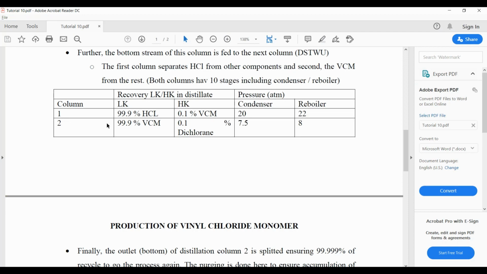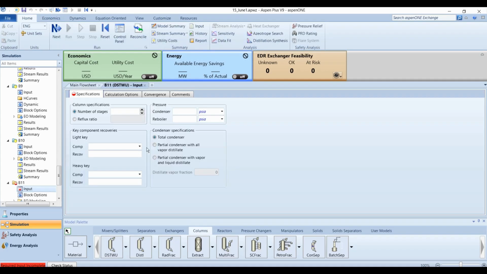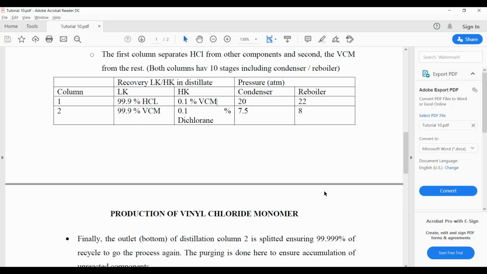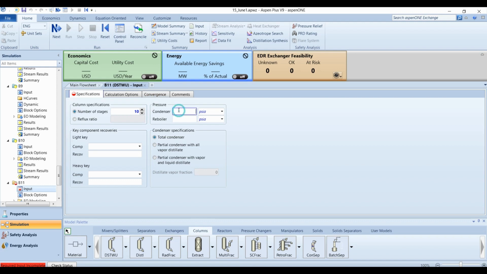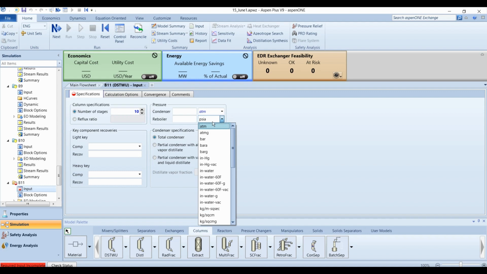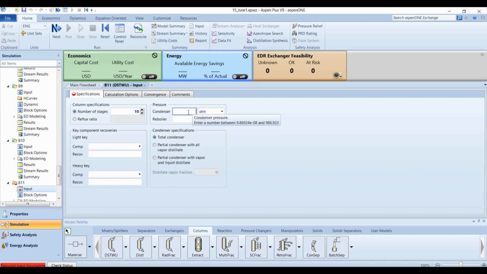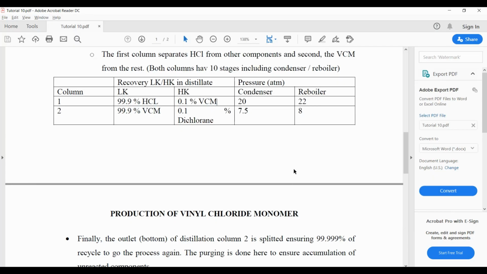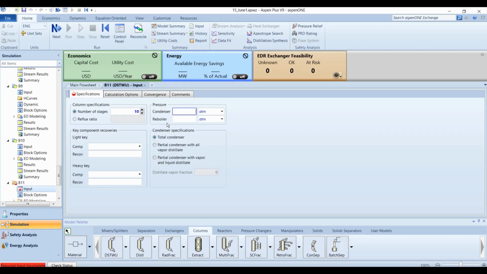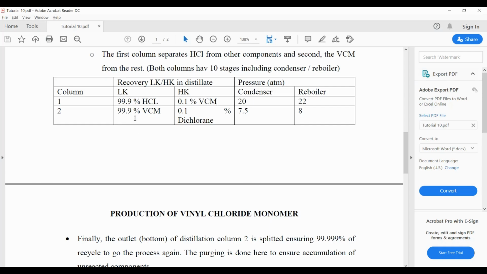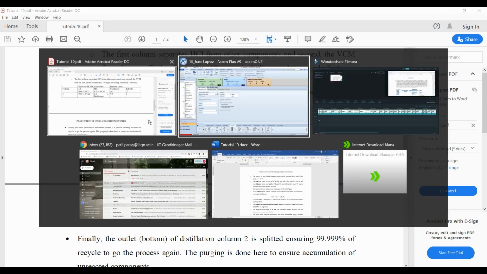Now again I will click on next. Pressures, temperatures and purities are given. So the number of theoretical stages is 10. The condenser pressure is 7.5 atmosphere. So better you first select these units, because understand that the pressure in the condenser should always be less than or equal to the pressure in the reboiler. So the condenser pressure is 7.5 atmosphere, and the reboiler is 8 atmosphere, and the recoveries are given, VCM is 99.9.